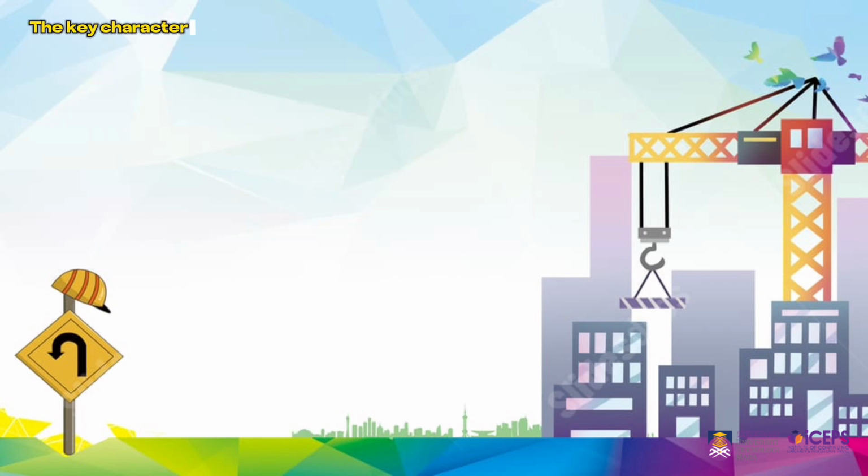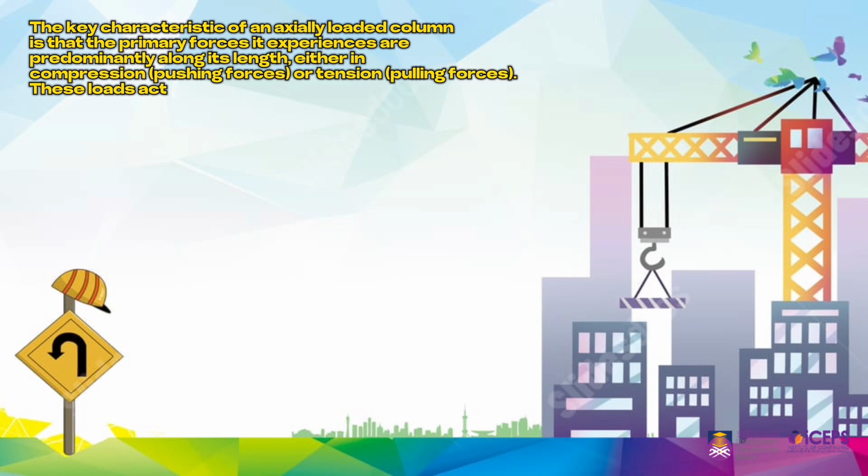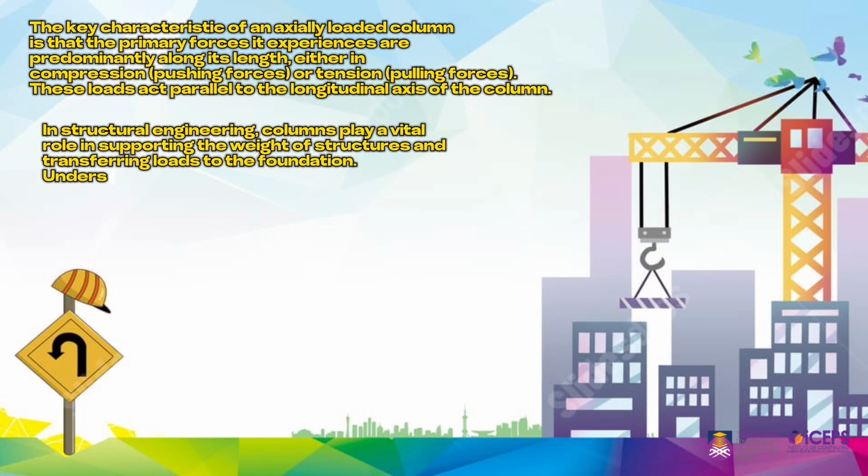The key characteristic of an axially loaded column is that the primary forces it experiences are predominantly along its length, either in compression, a pushing force, or tension, a pulling force. These loads act parallel to the longitudinal axis of the column. In structural engineering, columns play a vital role in supporting the weight of structures and transferring loads to the foundation.